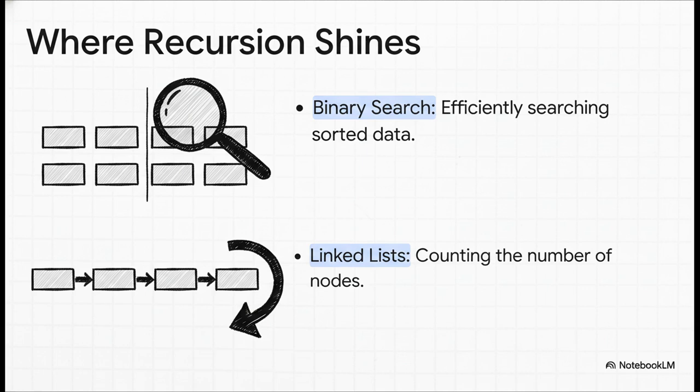Think about looking for a word in a dictionary. You flip to the middle, right? If your word comes later, you've just created a smaller, identical problem, searching the back half of the dictionary. That's a classic recursive approach called binary search. Recursion is amazing at these divide and conquer problems, and it makes working with complex data structures feel almost effortless.